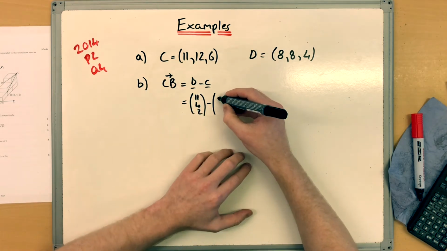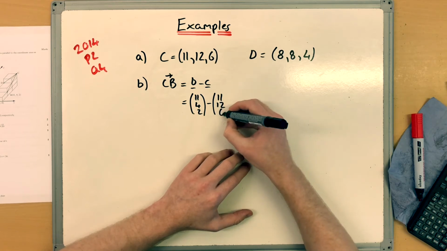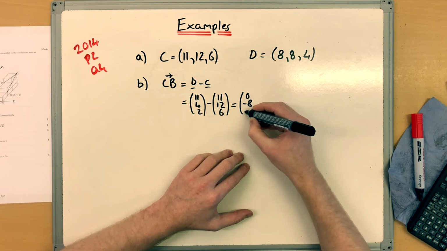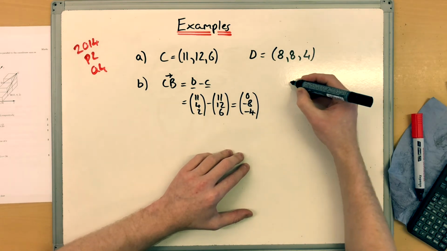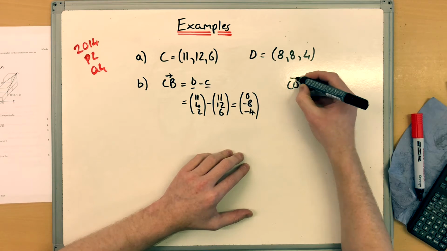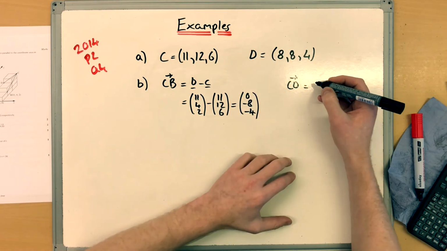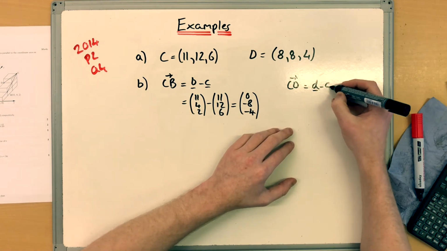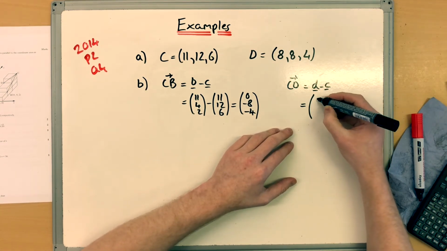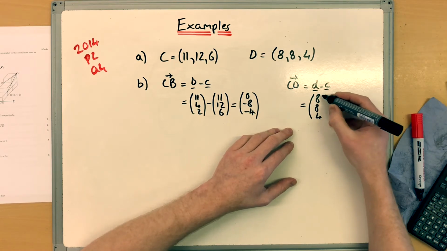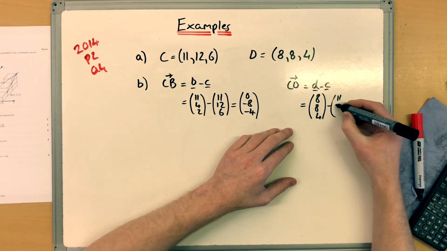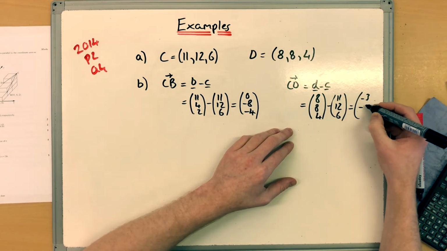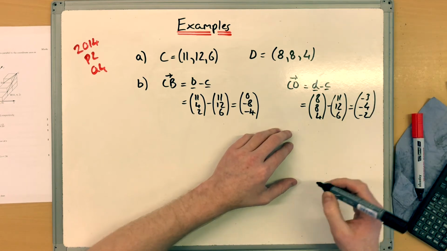So as it is, I do know what C is, 11, 12 and 6. So that gives us an answer of 0, minus 8, minus 4. Let's do the same for CD. Again, if you didn't know what D is, make that up as well. Okay, you wouldn't pick up these marks, but you would pick up loads of marks here. D, take away C. 8, 8, 4, take away 11, 12, 6. Gives us minus 3, minus 4, minus 2.